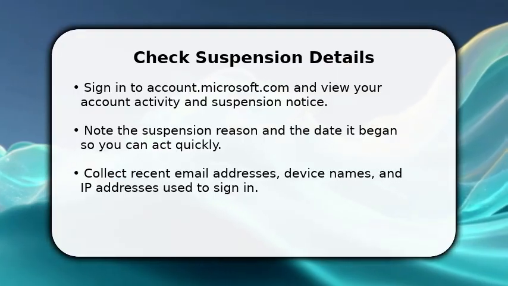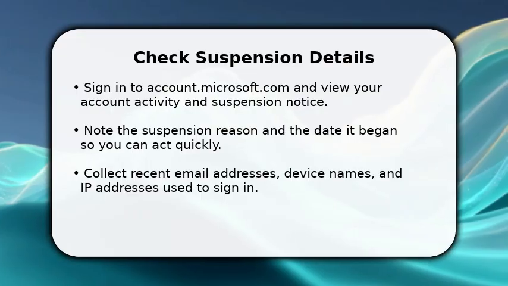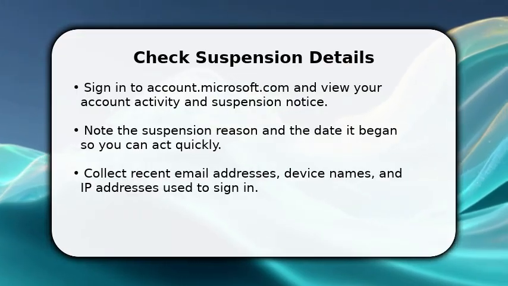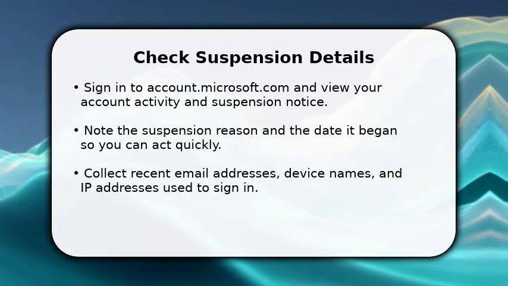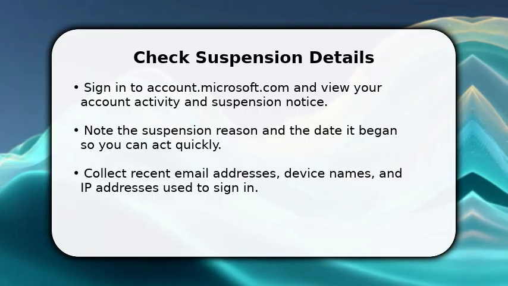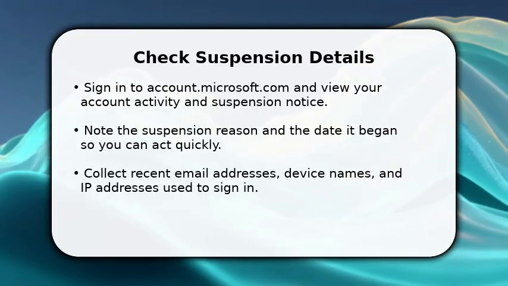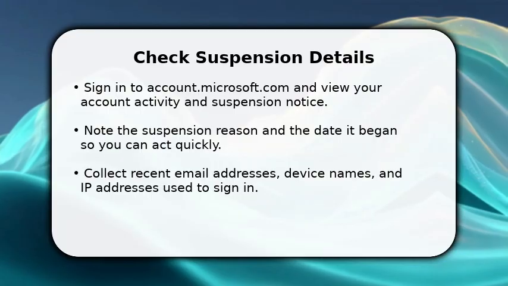Sign in to your Microsoft account and view your account activity and suspension notice. Review the exact reason listed for suspension and the date it began. Note the email addresses, device names, and IP addresses used to sign in recently.